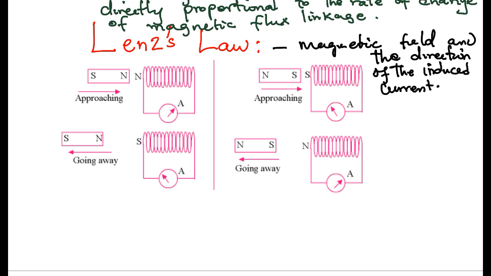The following diagram shows various directions when there is an induced EMF in a coil. For case 1, we have an approaching magnet making the pointer of the galvanometer deflect towards the right. When it is withdrawn, the pointer deflects in the opposite direction.